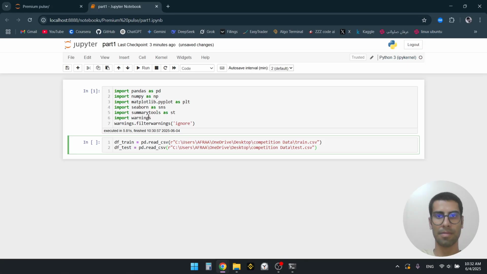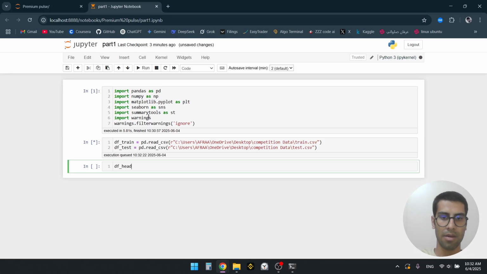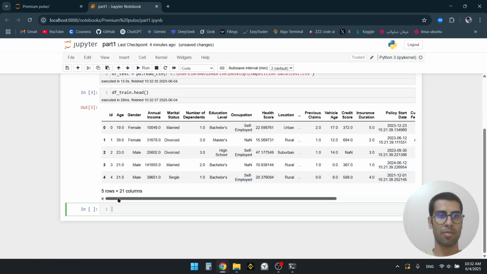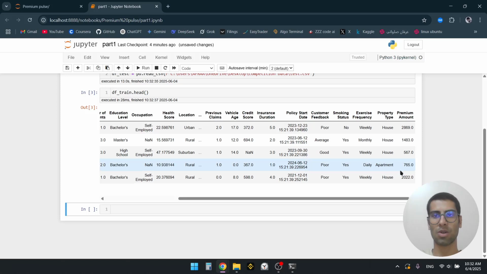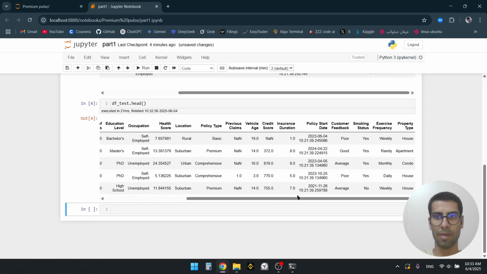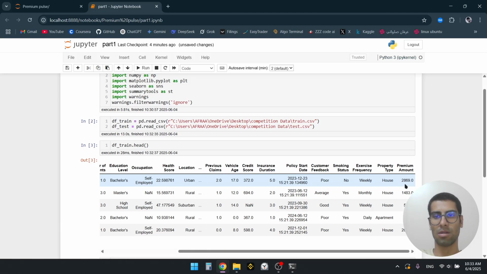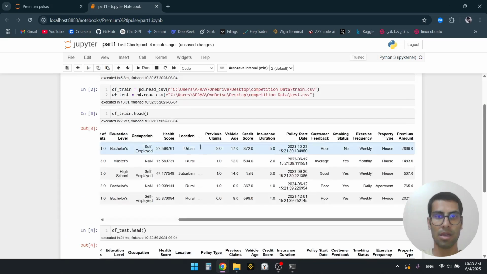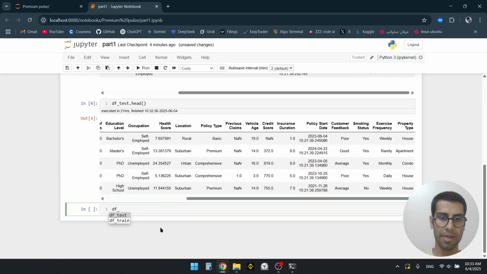A few moments later, I'm going to check df_train.head, the top rows, in order to be sure that the data frame imported correctly. Yes, you can see that our data frame imported correctly. We have ID, age, gender, annual income, all the way up to the premium amount, which is our target. And let me check the test dataset too, the head. We have ID, gender, annual income, all the way up to the property type. We don't have the premium amount since it's the target, and we should predict it based on these 20 features. Okay, now let me use the .info command.